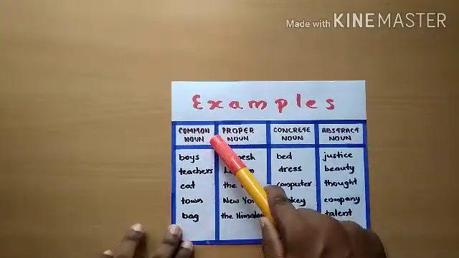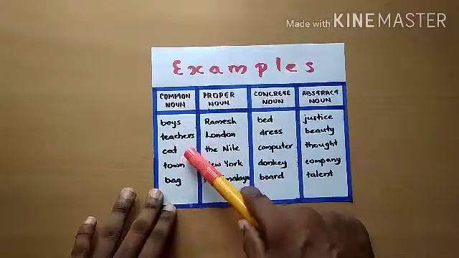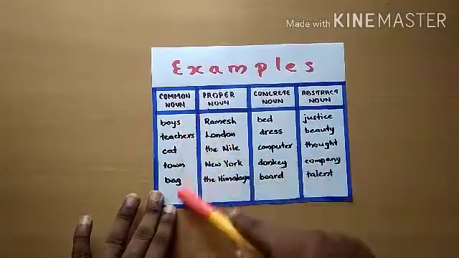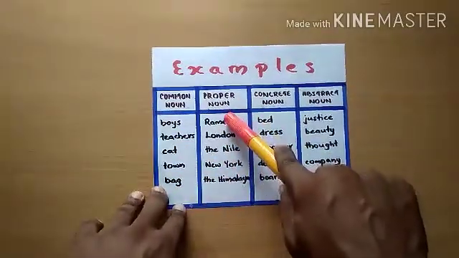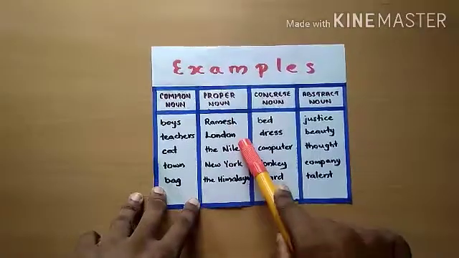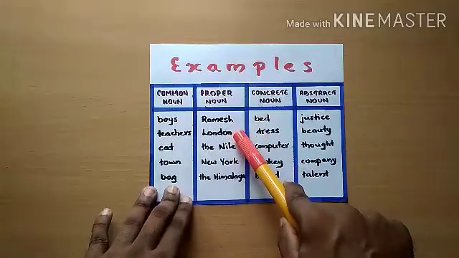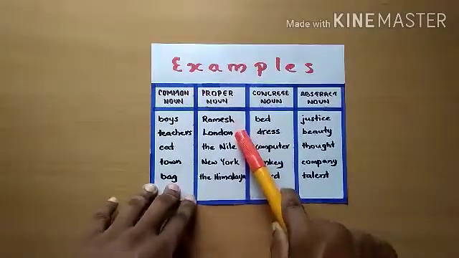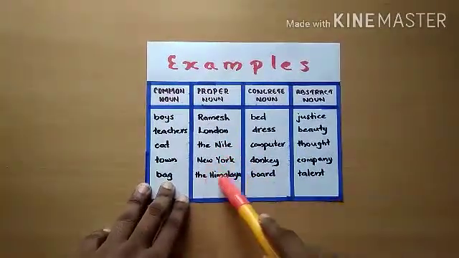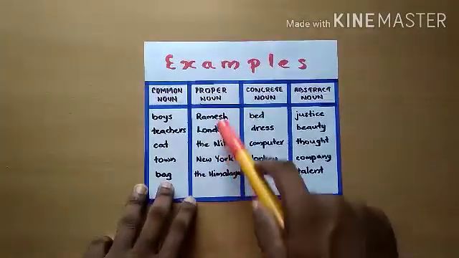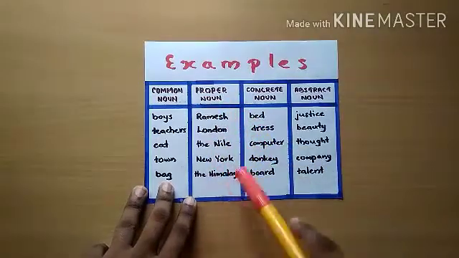Okay, we have a common noun. I have given the examples as boys, teachers, cat, town, bag. Okay, common nouns are mentioned in a general way. Then we have proper nouns, something proper to certain people or certain places. See, Ramesh is the name of an individual. Then London is a place. Then the Nile is a river. Then New York. Then the Himalaya. Okay, all those things are proper nouns, names of certain people, places, or things.